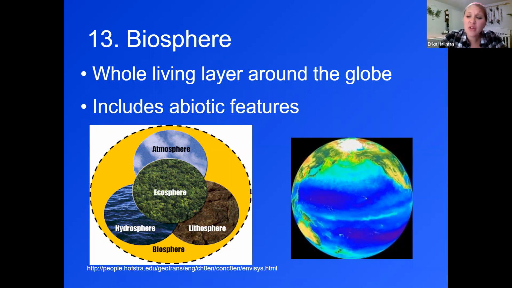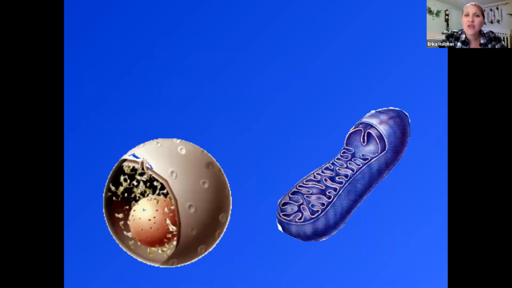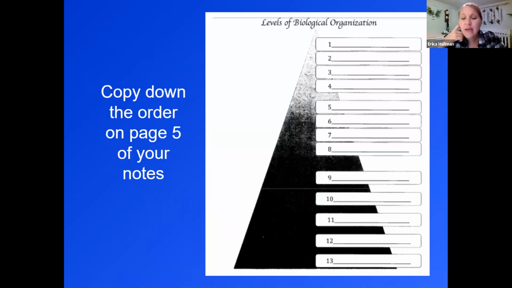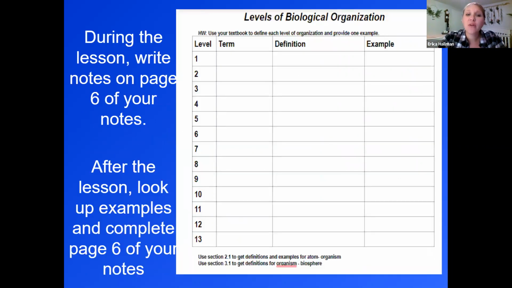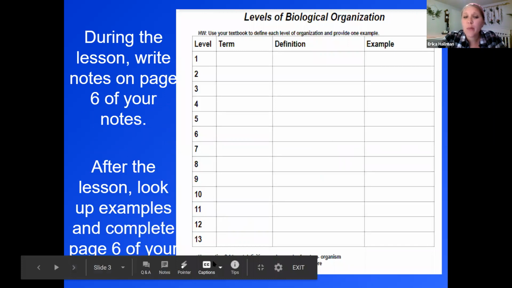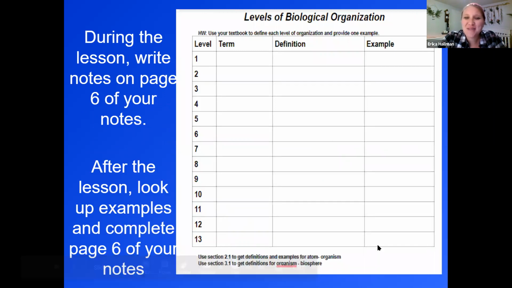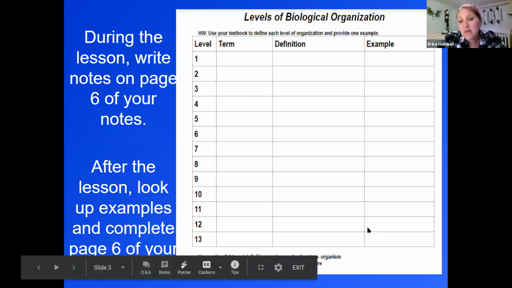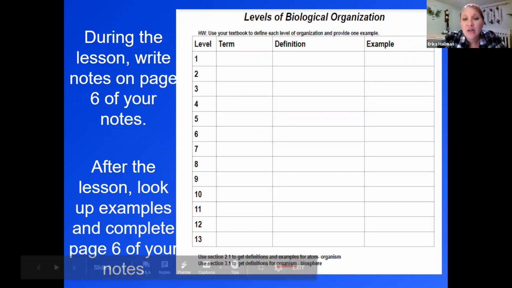And what I would suggest for you is to go back to your page 5 and 6 of your notes. Make sure that you have these 13 levels down. Spend some time. I left a clue for you that in order to find more examples in your textbook of anything from atom to organism, flip to section 2.1, and you're going to find a lot more of those definitions. To get definitions for anything from organism to biosphere, if you flip to the section 3.1, you can get some great definitions there.